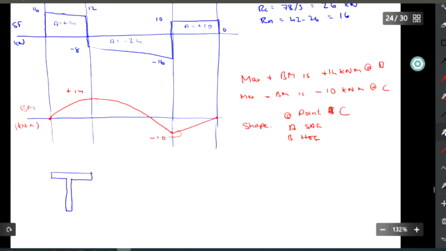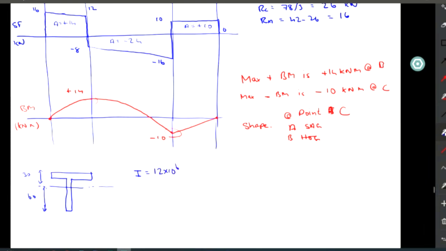okay, that distance there is 30, and that distance there is 60. So you kind of have to work them out, okay? So your I value you're given, I is 12 by 10 to the 6, isn't it? Yep.